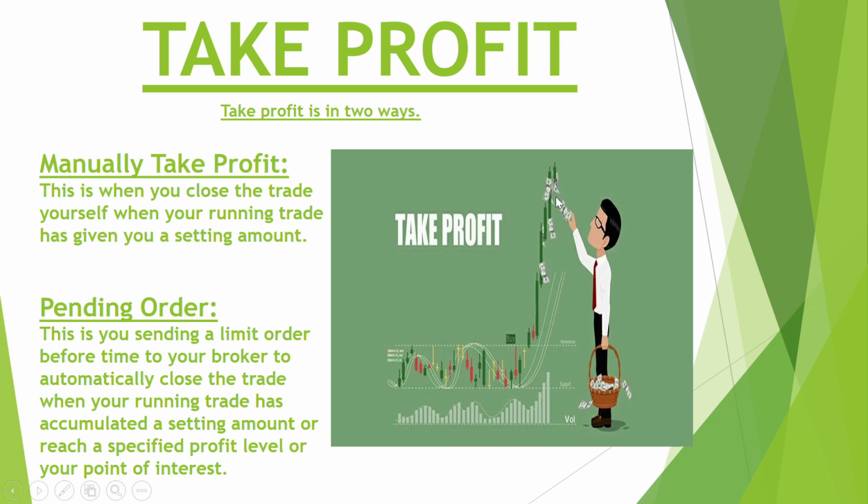If you take it by yourself, it's called manually taking profit. If your broker takes it for you, like I said, that's what is called pending order. You send the order to your broker that when it gets to this point, take me out. I'm okay with the profit.